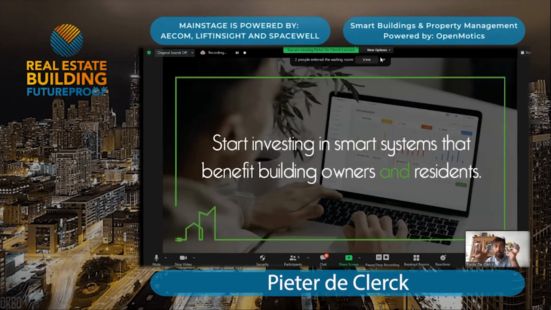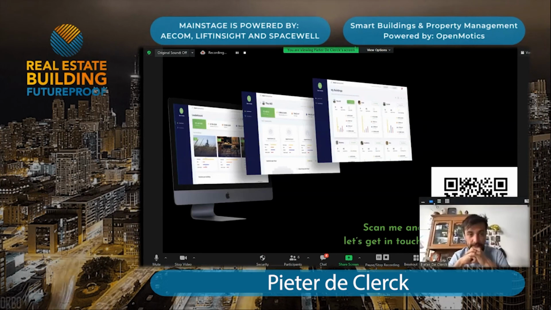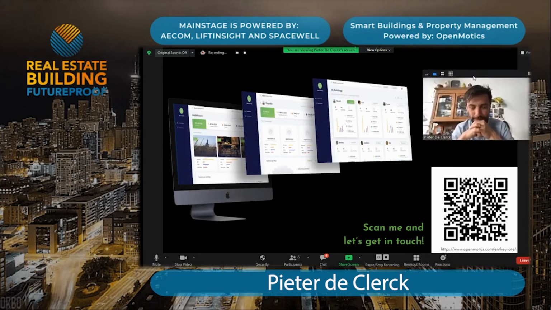So what I'm trying to show in this keynote is that you should always invest in a system that has a benefit for building owners and the residents. So collective systems are for sure the future, but we need to make sure that it is a benefit for both parties. So this concludes my keynote. I hope you liked it.